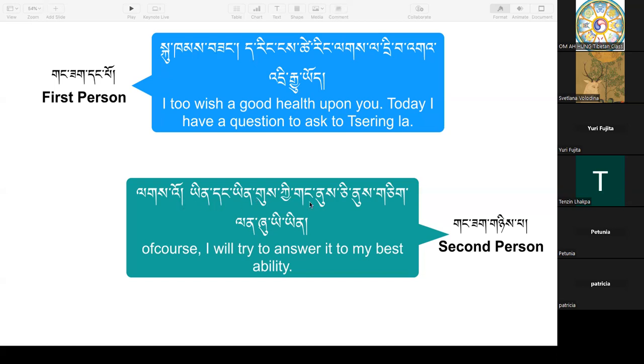Yindangi ku ki kongnu jinu ki kongnu jinu ji len shui yin. So of course I will try to answer it to my best ability or my best capacity to answer it. So I shall answer it to my best capacity. Lao, of course. So this is a more proper way or more respectful way of saying of course.